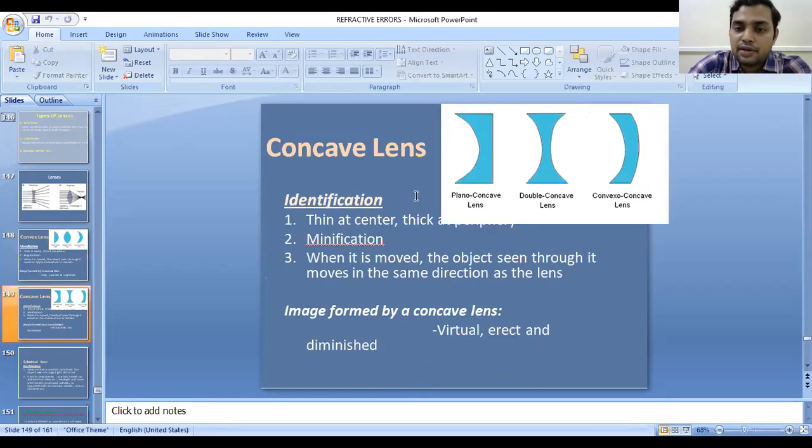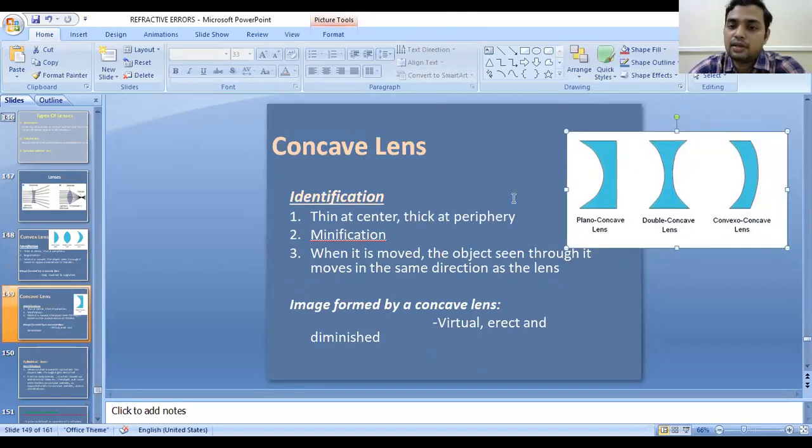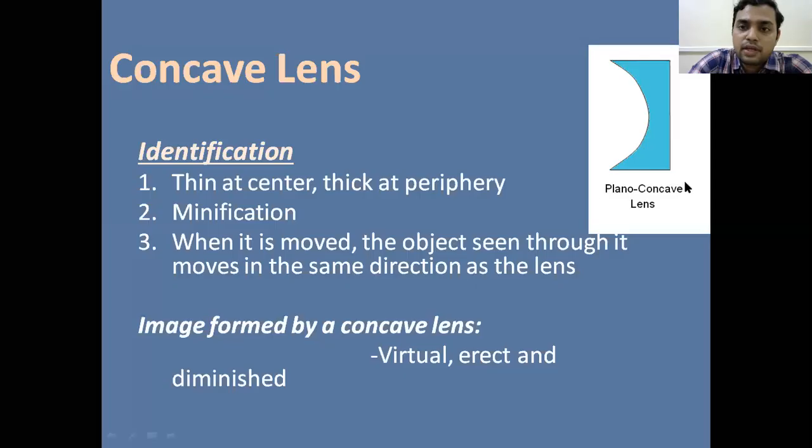How will you identify the concave lens? Here it has a thinner central part and the periphery is thicker when compared with the thin center. If you observe the object through the concave lens, minification of the object is seen, and when the lens is moved, the object moves with the direction of the lens. So this is how we identify the concave lens. Here the image formed is virtual, erect and diminished.